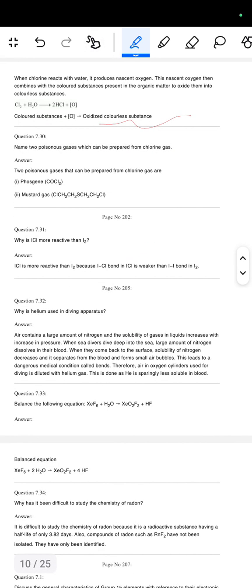Next, name two poisonous gases which can be prepared from chlorine gas. The two poisonous gases that can be prepared from chlorine gas are phosgene, COCl2, and mustard gas.